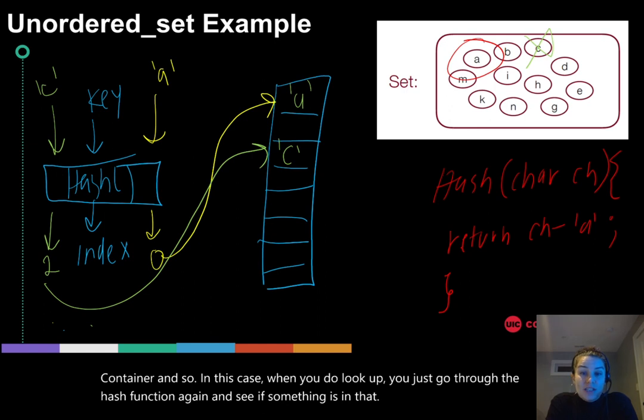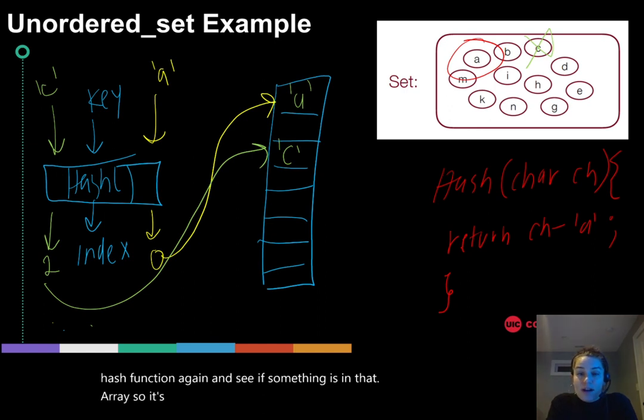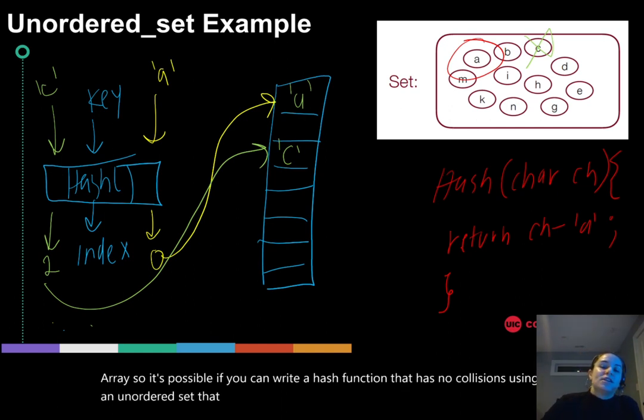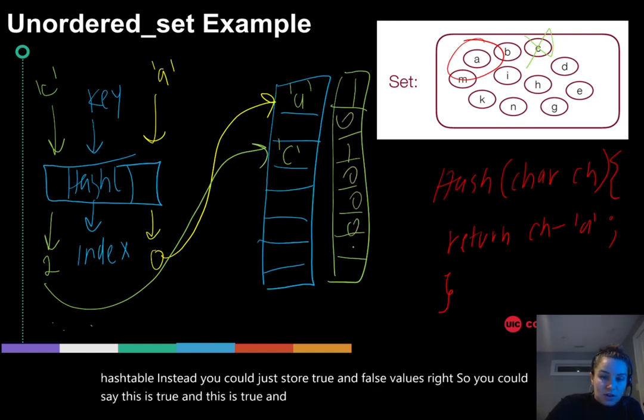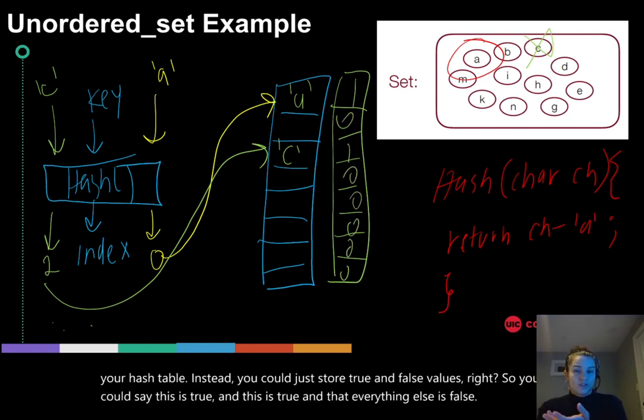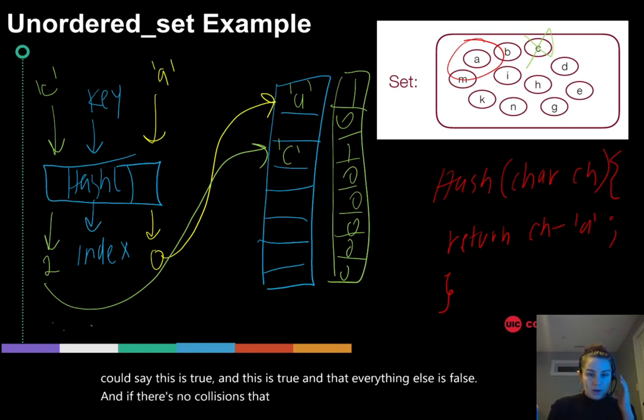array. So it's possible, if you can write a hash function that has no collisions using an unordered set, that you wouldn't even need to store really anything in your hash table. Instead, you could just store true and false values, right? So you could say this is true and this is true, and that everything else is false. And if there's no collisions, that would be enough information.